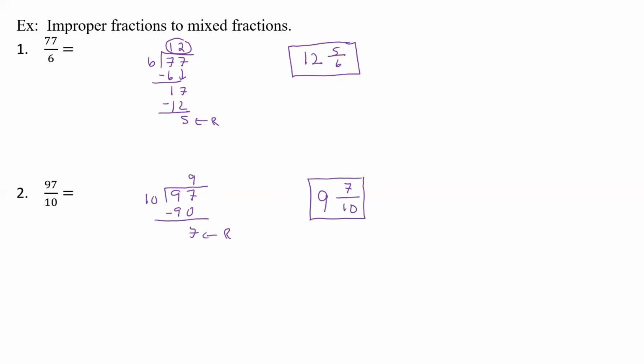Now again, we could go back the other way. We could take 6 times 12 is 72, plus 5 is 77, all over 6. That's what we started with. Here we can take 10 times 9, that's 90, plus 7 is 97 over 10, and that's what we started with. So both of those check out.